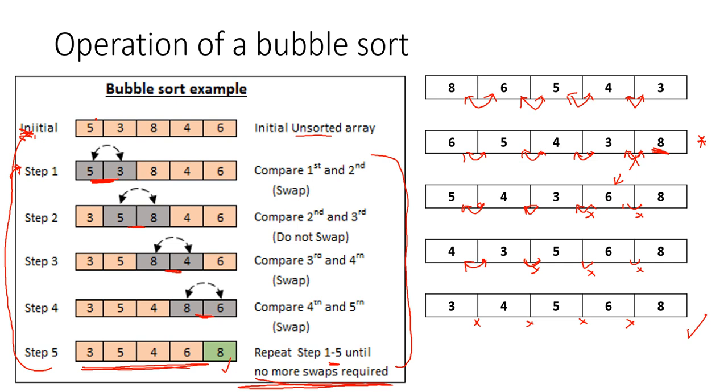So 3 and 4 wouldn't swap. 4 and 5 wouldn't swap. 5 and 6 wouldn't swap. 6 and 8 wouldn't swap. It is in a sorted order.